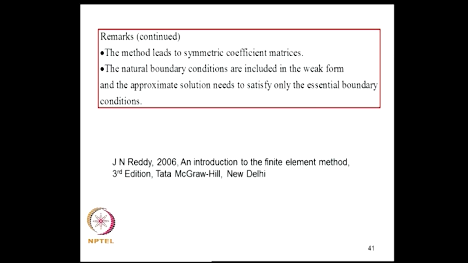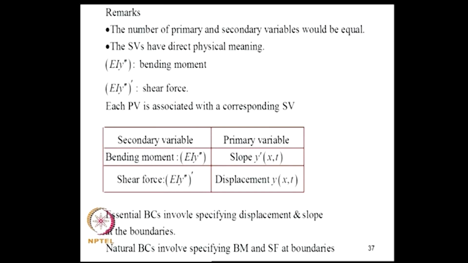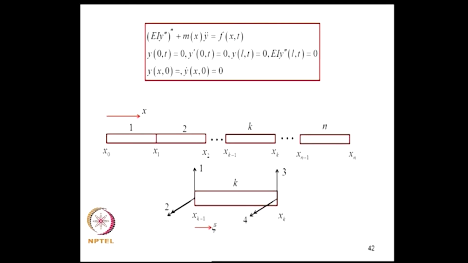This approach leads to symmetric coefficient matrices when we formulate the problem, and the natural boundary conditions are included in the weak form, and the approximate solutions need to satisfy only the essential boundary conditions. A discussion on this is available in the textbook by J. N. Reddy, you can see this also. What is weak here is that the requirement on differentiability of the trial function has been weakened. It is in that sense the formulation is called a weak formulation.